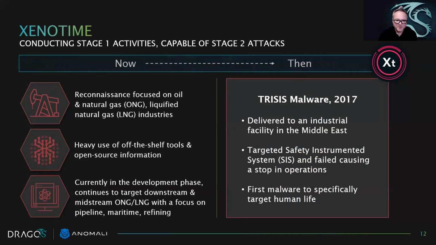And I'll just briefly talk about an actor we call Xenotime, probably one of the more well-known actors, given their incident in 2017 at an oil and gas customer within the Middle East. So Trisis was the malware. This targeted safety critical systems. It's worthwhile saying that this was the only time Dragos and some of our peers in industry who responded to incidents from this actor did actually see that interaction with the OT environment. However, given the nature of what they were trying to accomplish there, and luckily they weren't successful, it does show that they were interested in disabling those safety systems that could cause loss of human life.